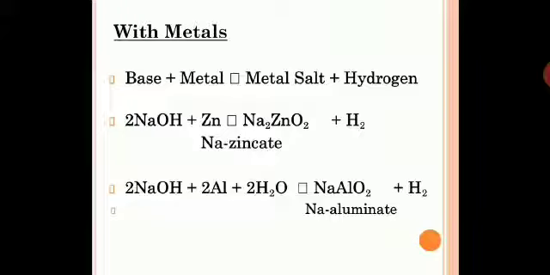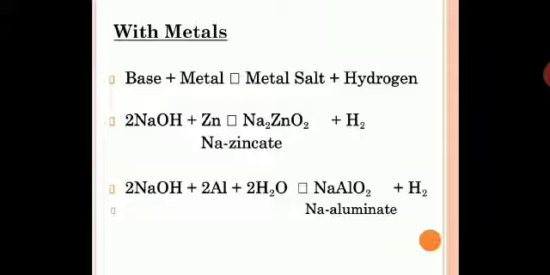When the base sodium hydroxide reacts with the metal zinc, the salt formed is sodium zincate, Na2ZnO2, plus hydrogen gas will be given out. Similarly, when sodium hydroxide reacts with aluminium in the presence of water, it will give you sodium aluminate, and hydrogen gas will be liberated.